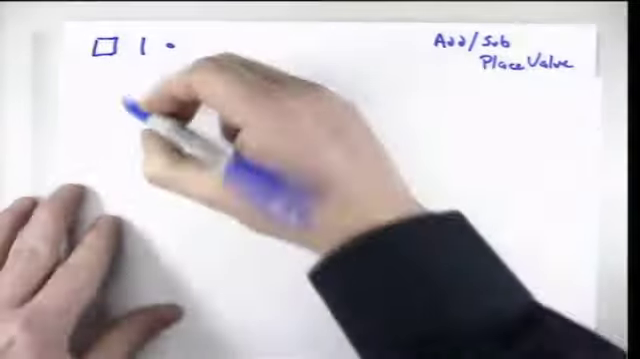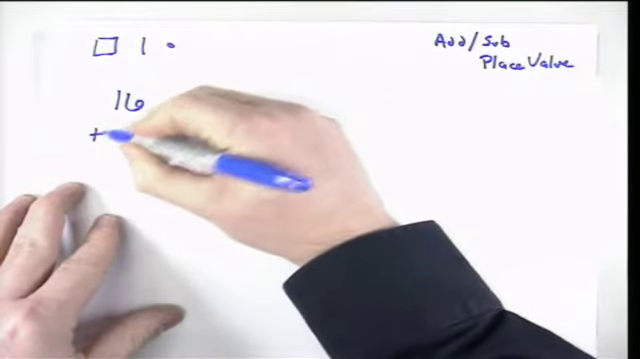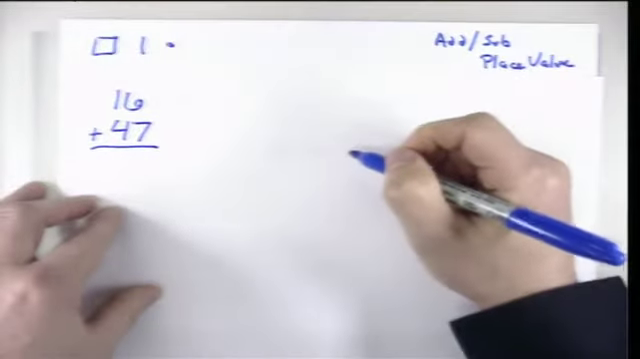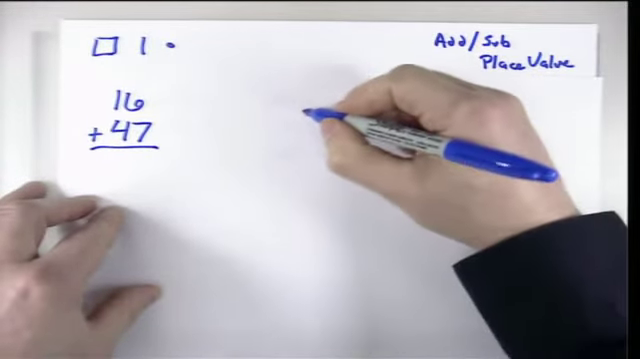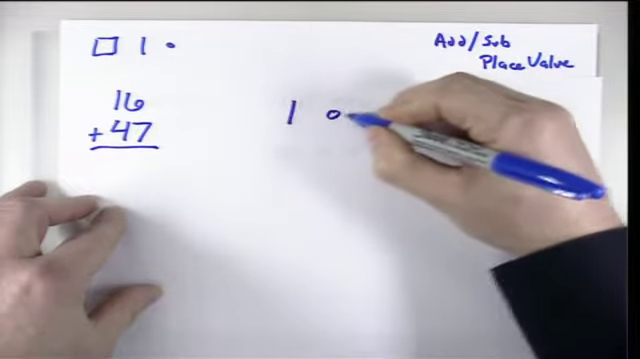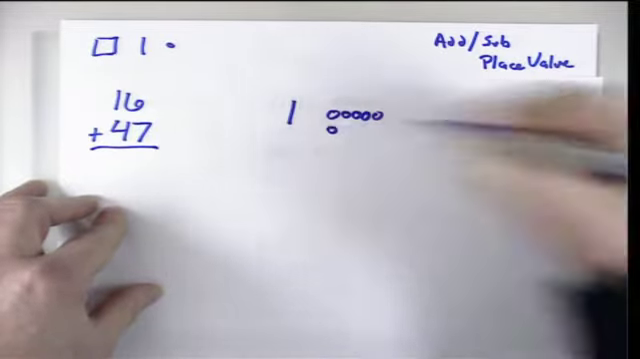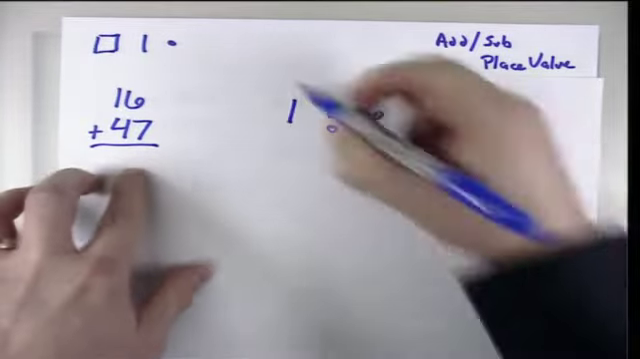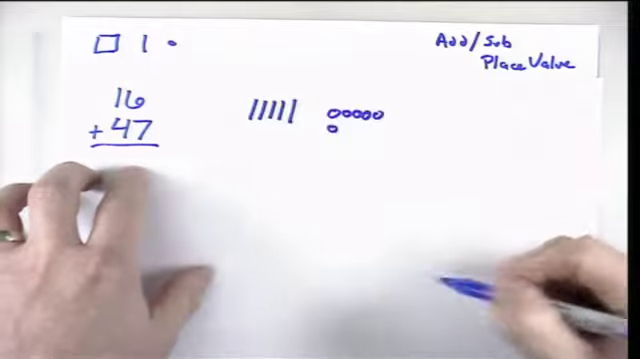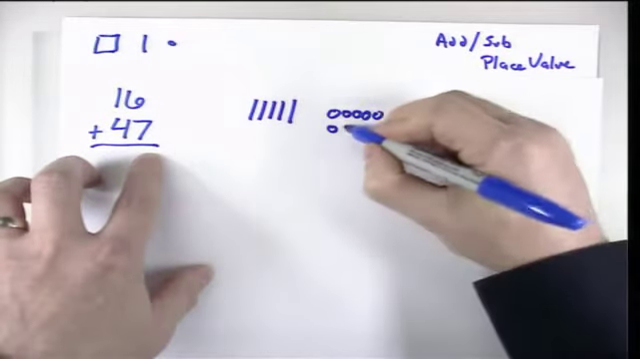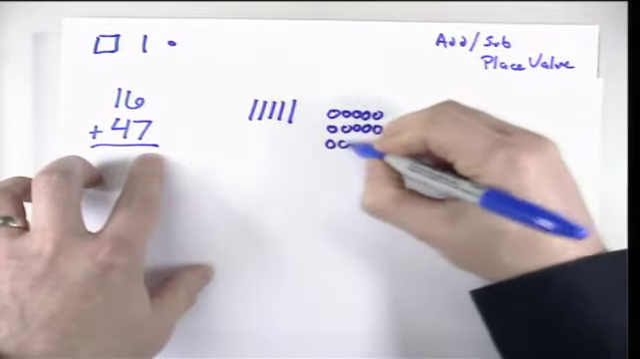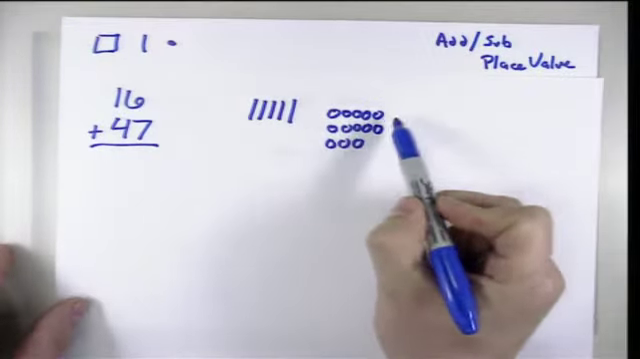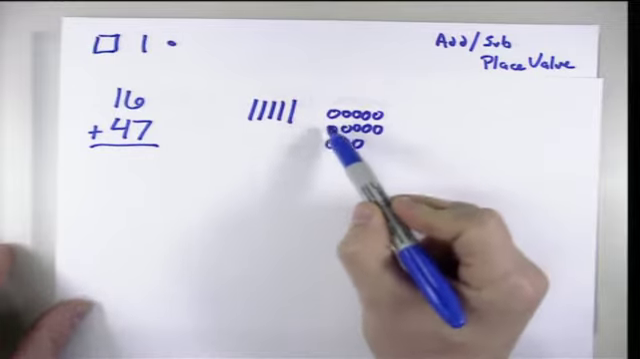In this example, we're going to add 16 and 47. So we want to show the number 16. That's 1 ten and 6 ones. And I'm going to add to that 4 tens and 7 ones. One of the things you'll notice is that as I made my ones, I only went out to 5, and then I went to a new line.